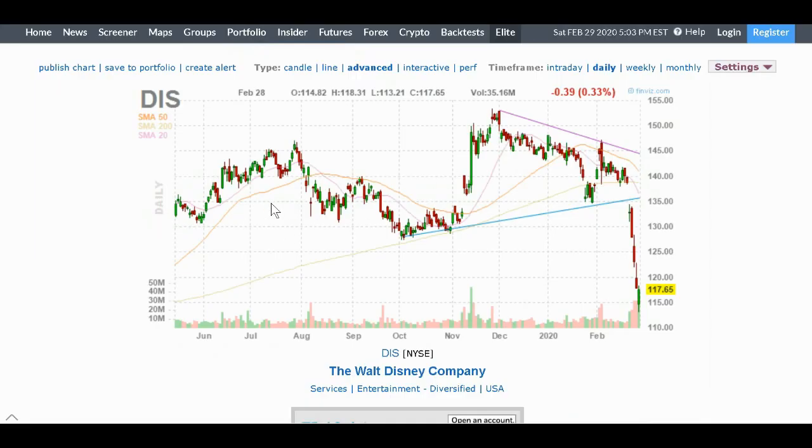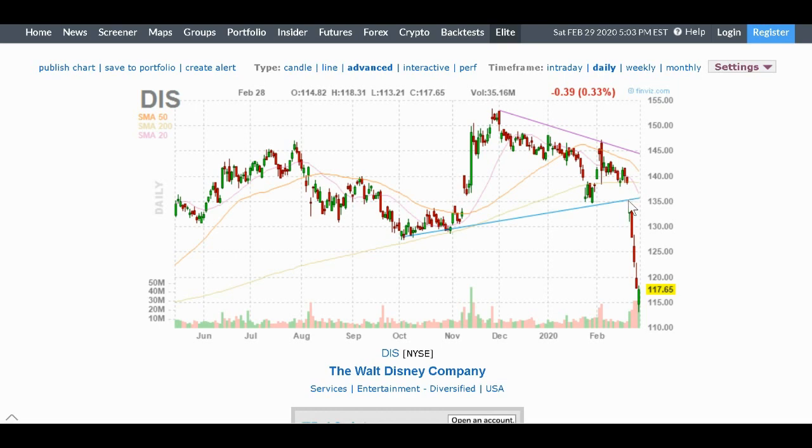A lot of times I will look at charts like this. This is Disney stock, the daily candlestick chart from finviz.com. Each candle represents 1 day of price action, and so this is good for swing trading, where you buy and hold for a few days maybe, or a few weeks, something like that, a couple months.